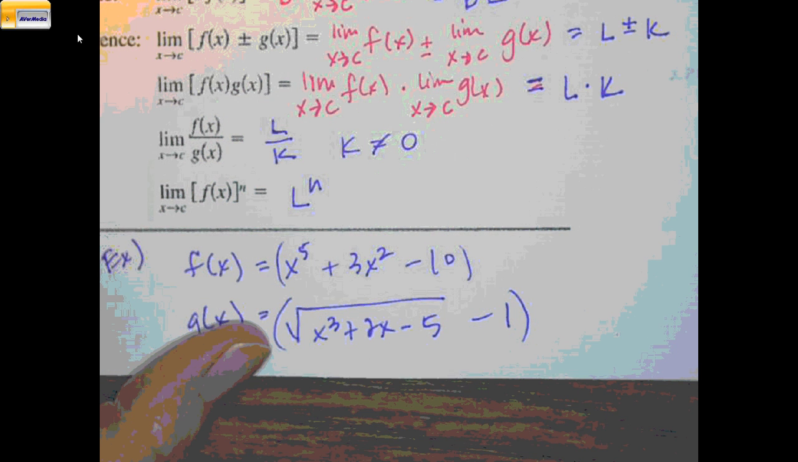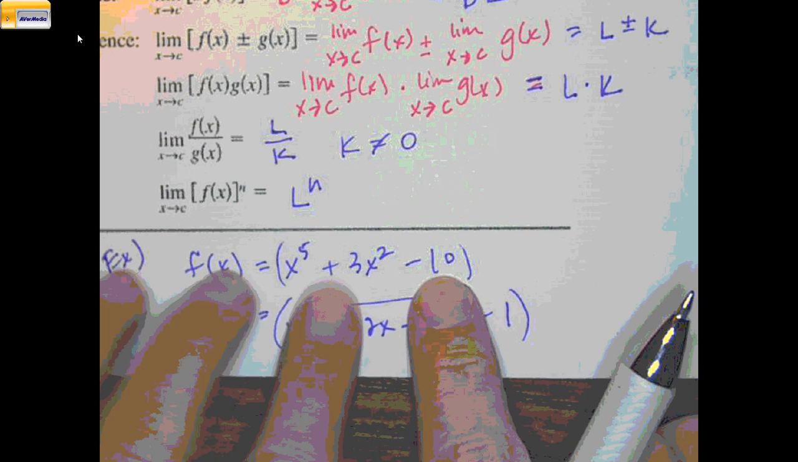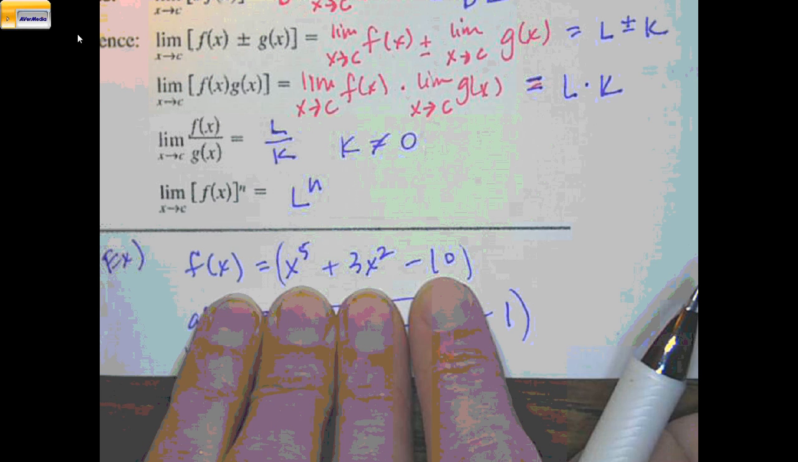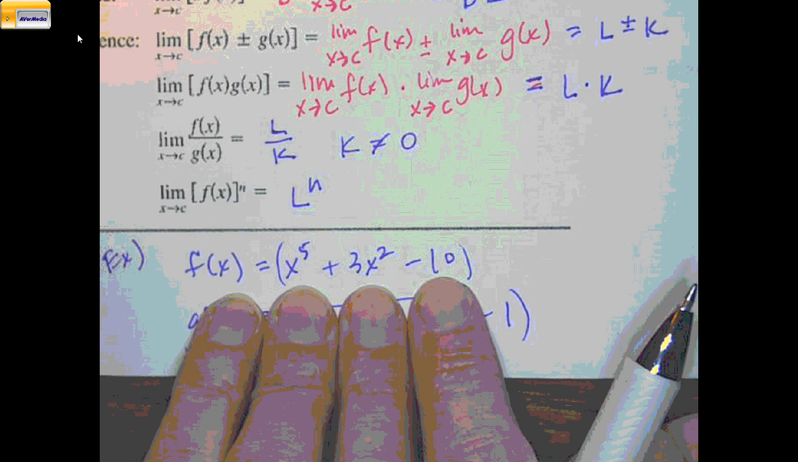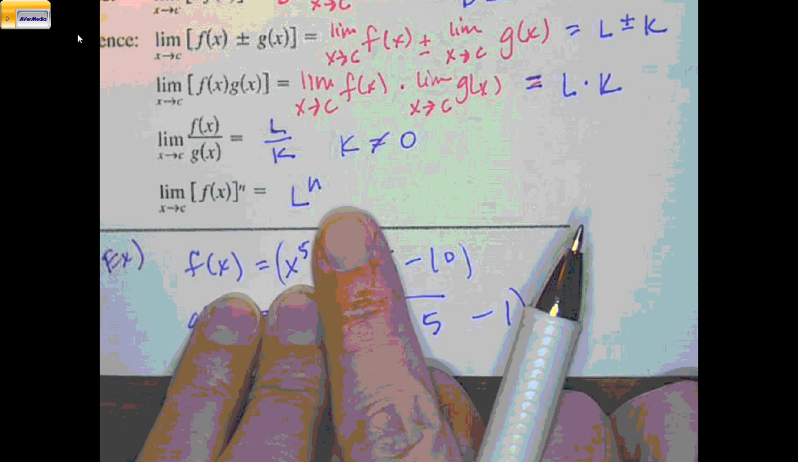Rather than taking this function f of x, this huge thing, and then trying to square it or cube it or take it to the 10th power, you can just find the limit of this guy and then take the limit to that much. It'd be way faster. All right, turn the page.